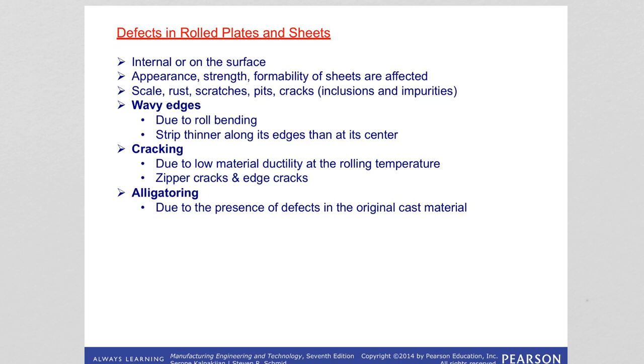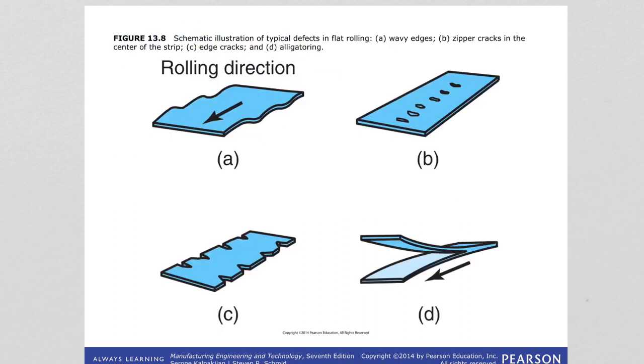So the first one is called wavy edges. Wavy edges on sheet. This is due to roll bending. Remember, because the roll is bent, the strip becomes thinner at the edges compared to its center. And this will create the defect we call wavy edges, because the edges will elongate more than the material at the center. And the edges will buckle like shown here, okay?